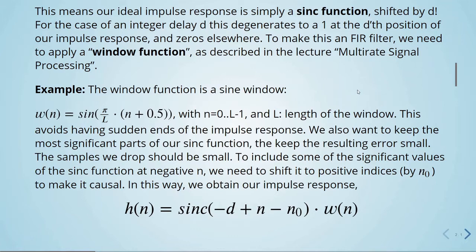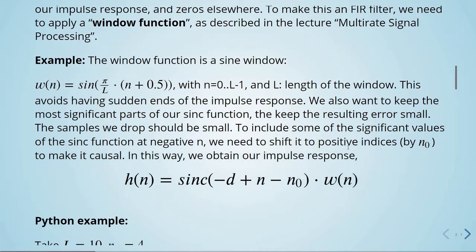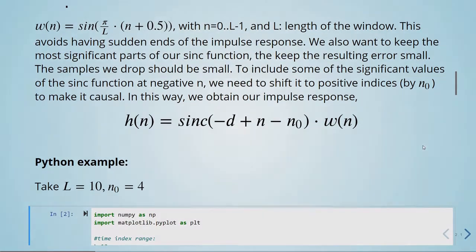And to include some of the significant values of the sinc function at negative n, we need to shift it to the positive indices. So we will shift it by n0 to make it causal. In this way, we obtain the following impulse response: our sinc function shifted by n0, and then we apply the sine window, which is a multiplication in the time domain.